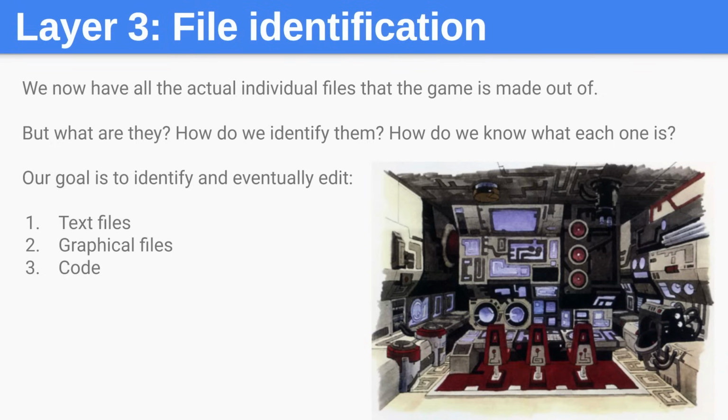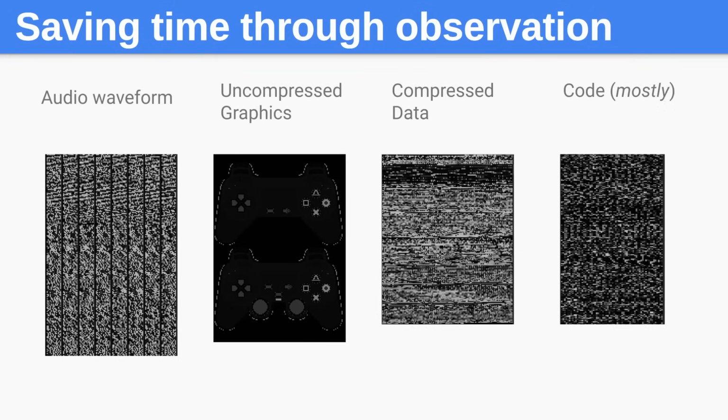But now we have to actually identify what those files are. We have the individual files now, but what are they and how do we identify the ones that we're looking for? The text files, the graphical files, and the code. That's layer 3. We can save a lot of time for identification just by looking at the files in a data visualizer. Some hex editors like 010 will have an option to view the data through a visualizer. And if we do that, you start to see these patterns.